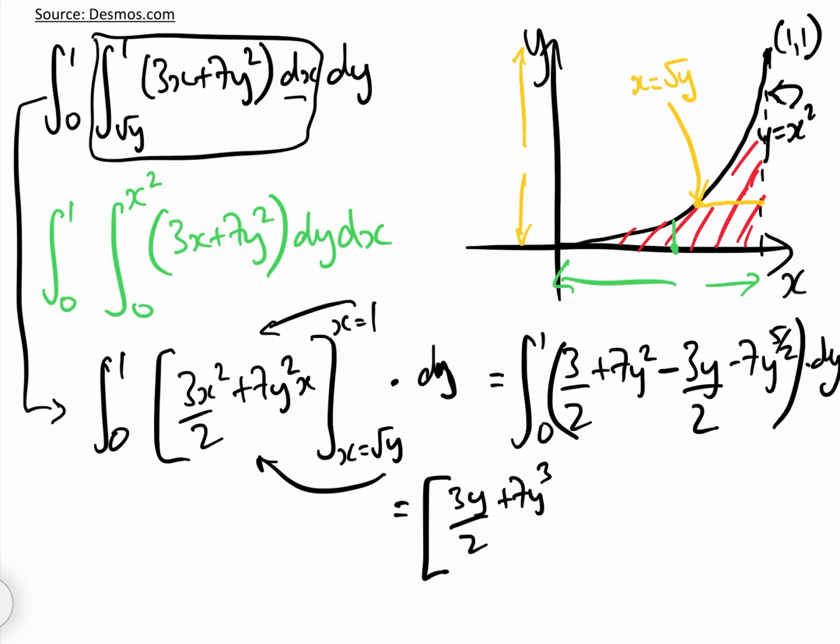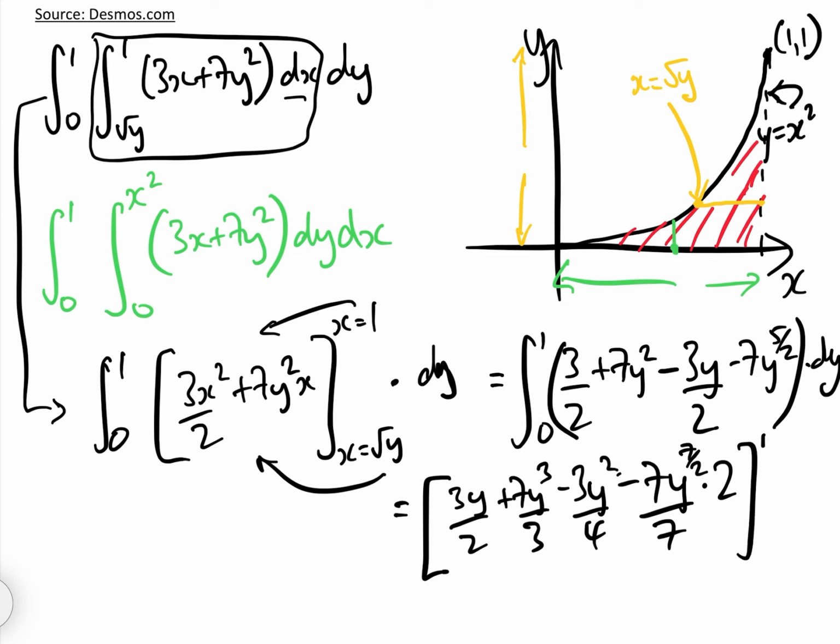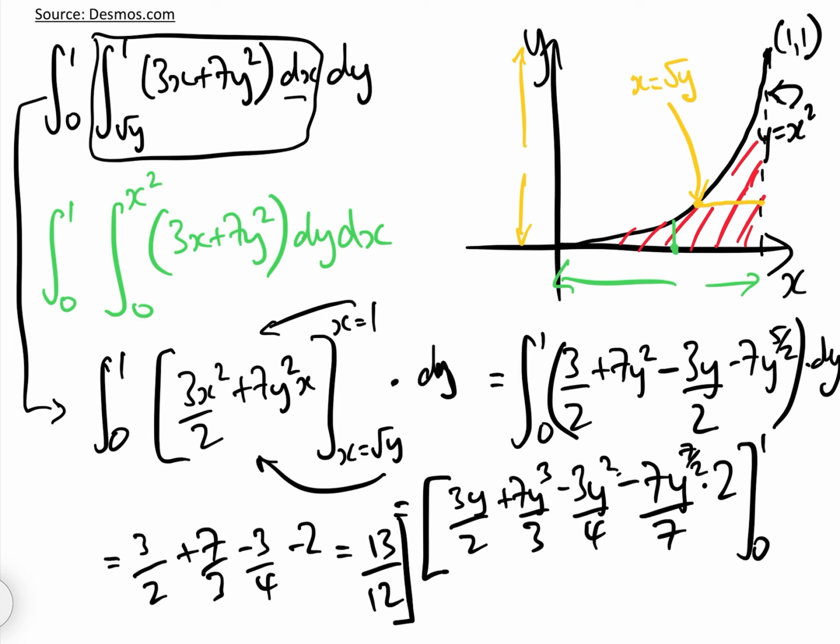Okay, and that equals, now integrating the second part of the double integral, that equals 3y over 2 add 7y cubed over 3 minus 3y squared over 4 minus 7y to the 7 over 2 over 7 times 2 between 1 and 0, and that equals 3 over 2 add 7 over 3 minus 3/4 minus 2, which when we put all that over 12 gives us 13 over 12.